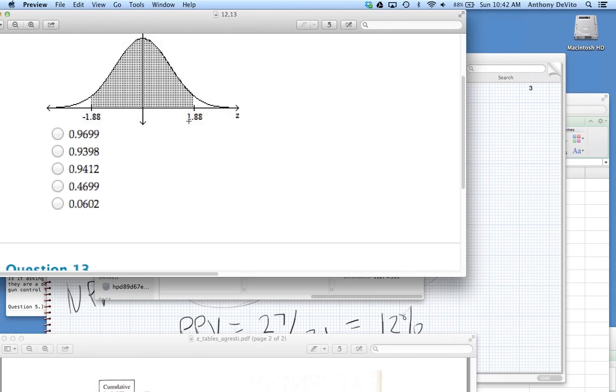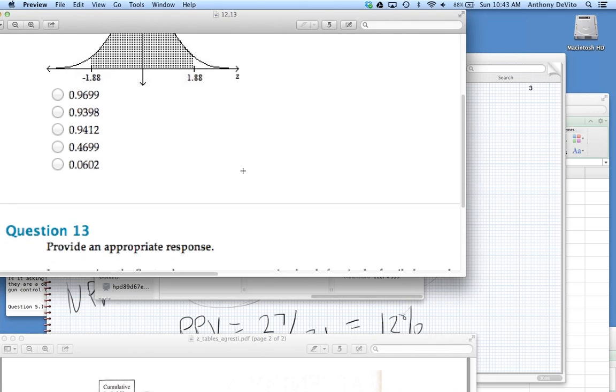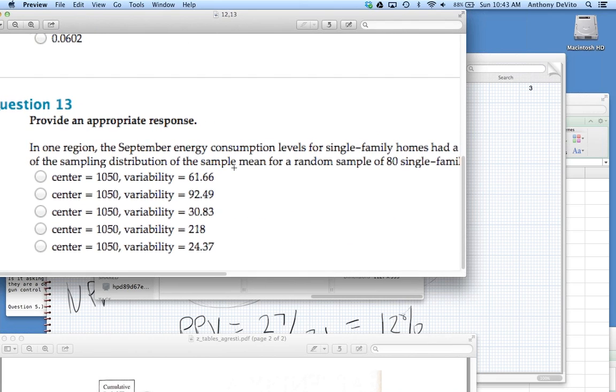Now, if this were a different number than 1.88, then these two areas wouldn't be symmetrical. So you'd have to use another logical approach to it. For instance, if this were 1.92 or something like that, then you'd have to find the area from 1.92 to the left and then subtract from that the area from 1.88 to the left. Because then these two areas wouldn't be the same amount, because they wouldn't have the same Z number. Okay, enough on that, I think.